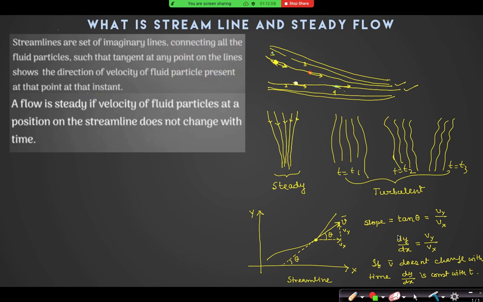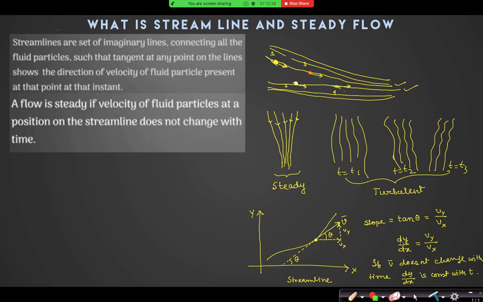Yes, slope is a constant. I am not saying that if the slope is a constant, then the V vector is constant. That is not a correct statement. I am saying that if the V vector is not changing, can I say the slope is constant? Yes, sir. That is the steady flow.